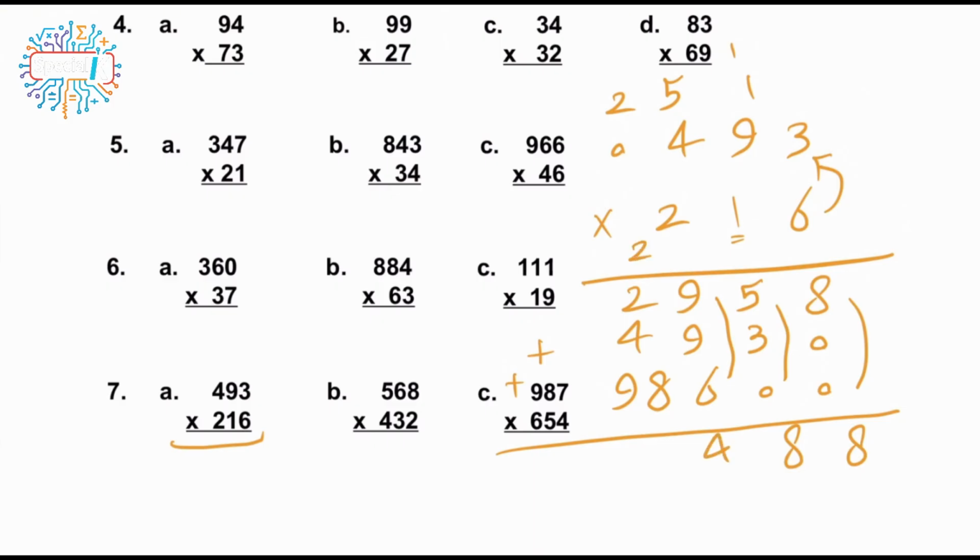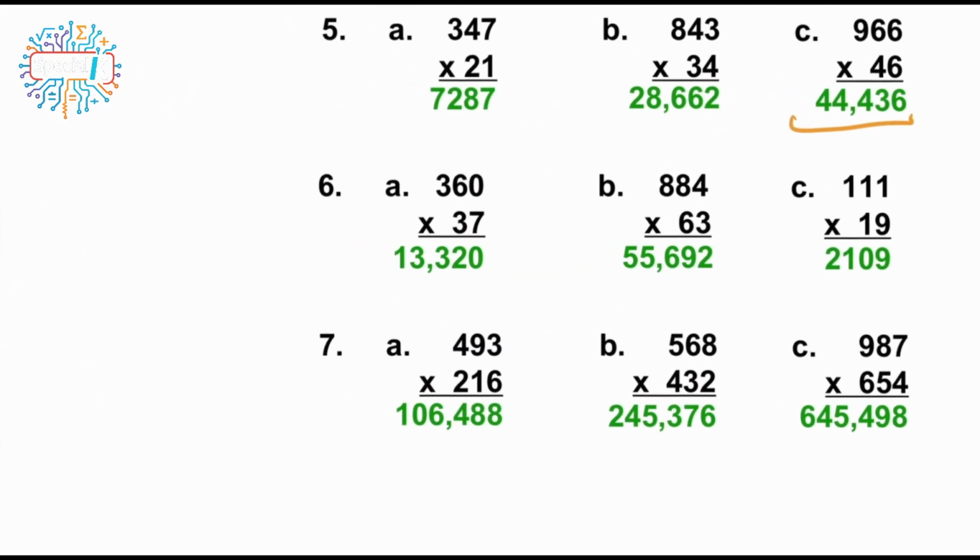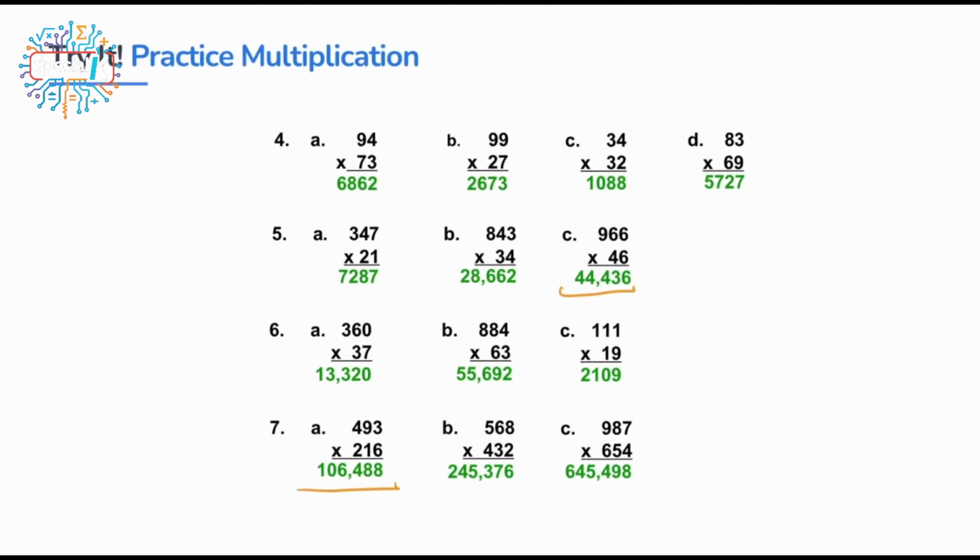So what do I have over here? I do have 2 plus 4 plus 8 and plus this 2. 4 plus 8, 12, 12 plus 2, 14, 14 plus 2, 16. Move this one, and remember I still do have 9, so that one would be 10. So keep the 0, move the 1, there's nothing here, just keep the 1. The final answer would be 106,488. Let's see, do I have the right answer? Yes, over here. See, that was the multiplication.